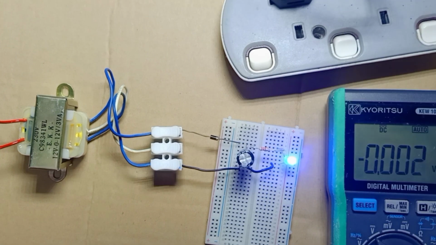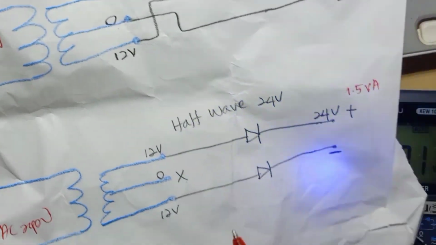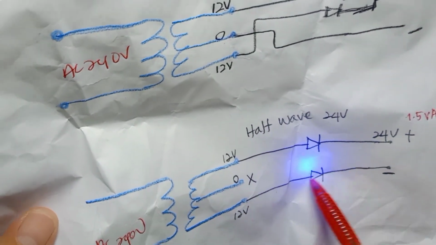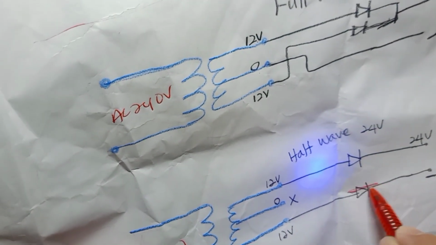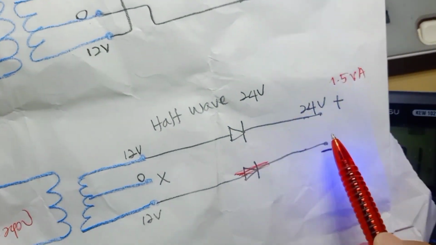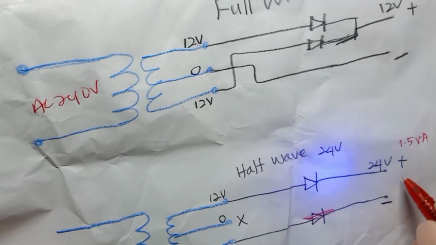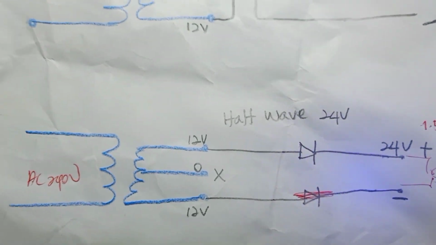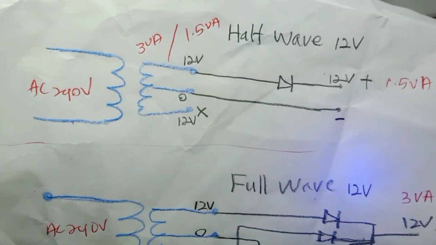Alright, so I made a mistake here. For the half wave 24 volt, there will be only one diode. If you put two diodes, then the circuit cannot be complete. So here is one diode and the output positive, and this is the ground. Then the circuit can be complete. So this is how the 3 wire type of transformer works.